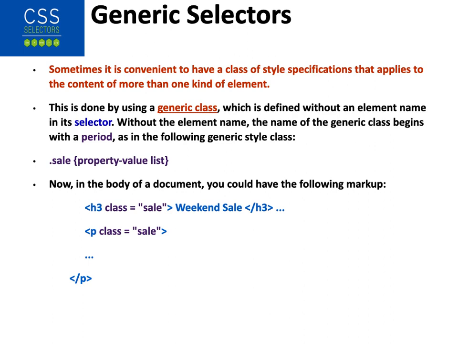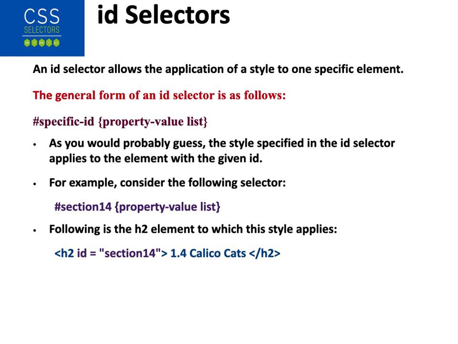Now we will see the ID selector. An ID selector allows the application of a style to one specific element. This works almost similar to class selectors. Instead of using a dot symbol, we use a hash symbol to define ID selectors. The general form of an ID selector is as follows: hash, specific ID, that is the ID name, and you can give any valid identifier for the ID selector, specific ID name, followed by the property value list.